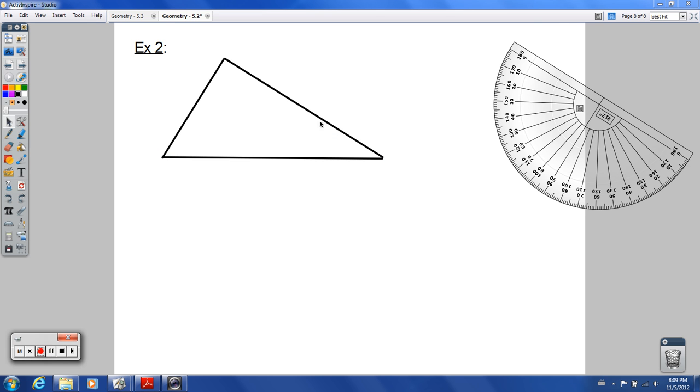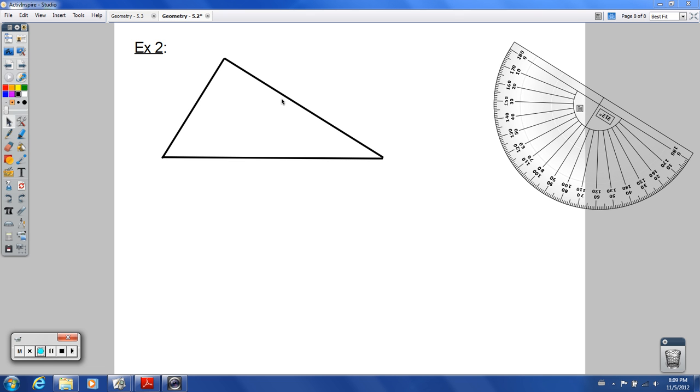And let me just fix this up a second. Alright, so that looks like a pretty nice triangle right there. And from here, I'm going to try to draw the in-center and see what happens with some of these things.